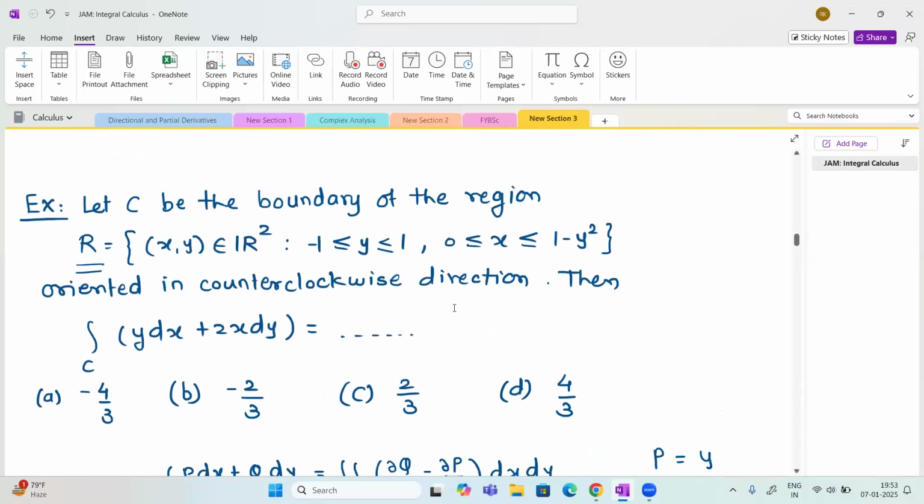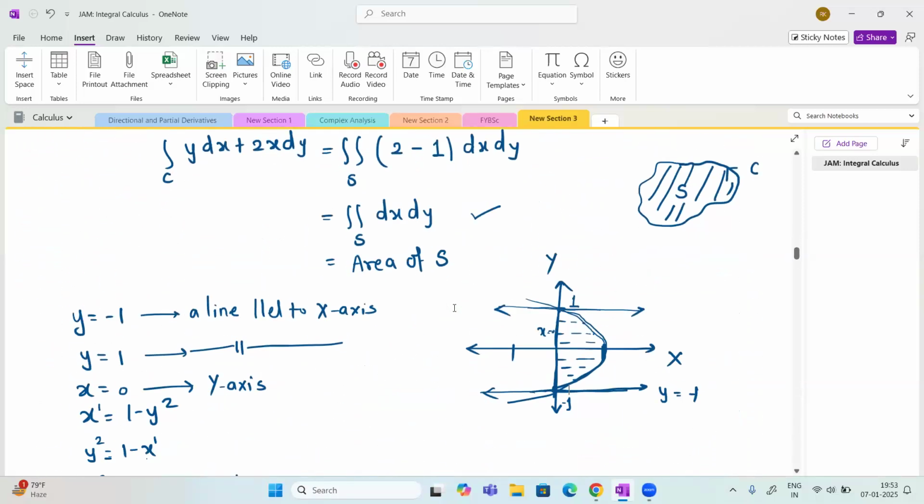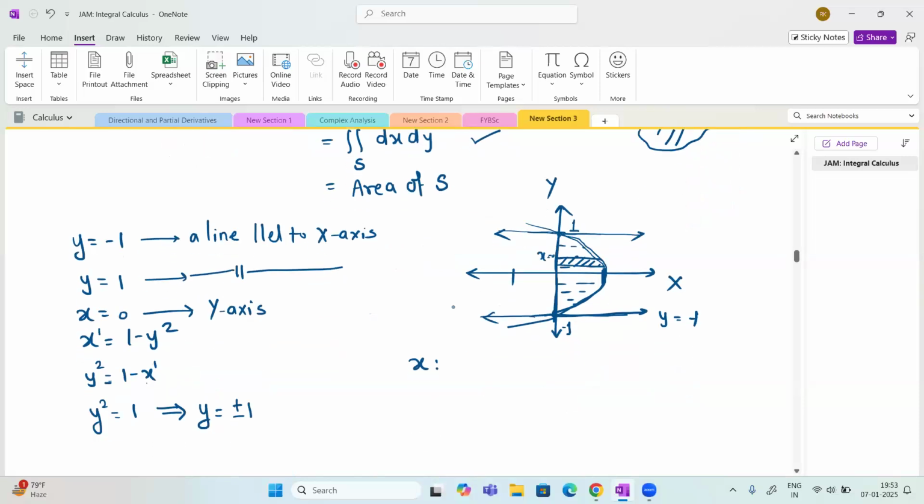Okay. See, we have to solve this one. So we have two options. Either we consider a strip parallel to the x-axis or parallel to the y-axis. I think it is better to consider a strip parallel to the x-axis here. So we need to write the limits of x first. What will be the limits of x? Can anyone tell me? 0 and 1 minus y square. See, here x is equal to 0, the y-axis. The strip is bounded below by this line, and the strip is bounded above by this parabola, whose equation is x is equal to 1 minus y square.